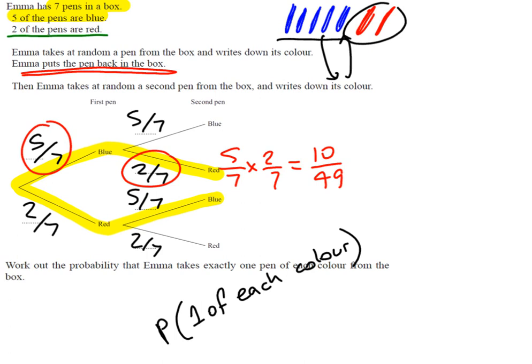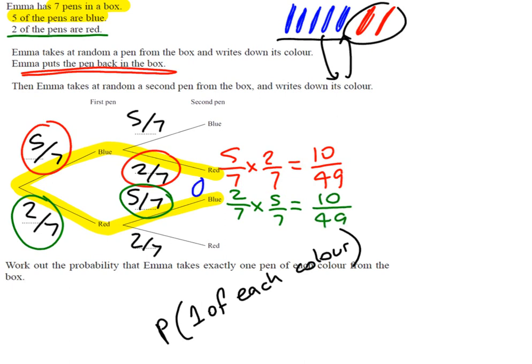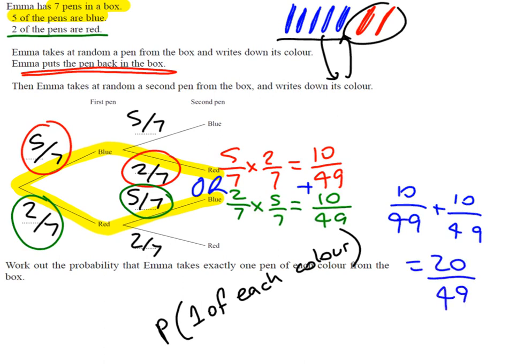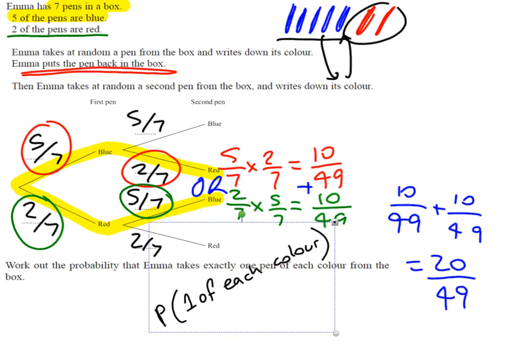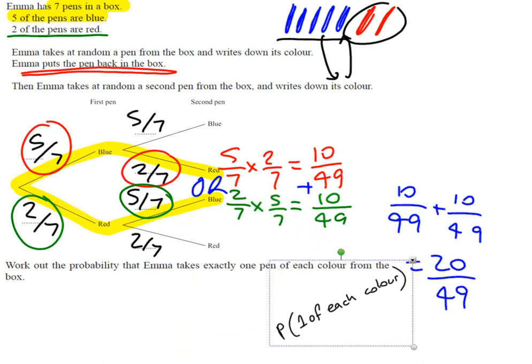Now, I'd never simplify these because when you add them, you want the same common denominator. And you notice I did that before as well. 2 over 7 times 5 over 7 this time. You can see that's going to be the same. Okay. So we want that or that, so we're going to be adding 10 over 49 plus 10 over 49. They're already the common denominator. 20 over 49 is the answer to the posed question. Okay, happy with that?